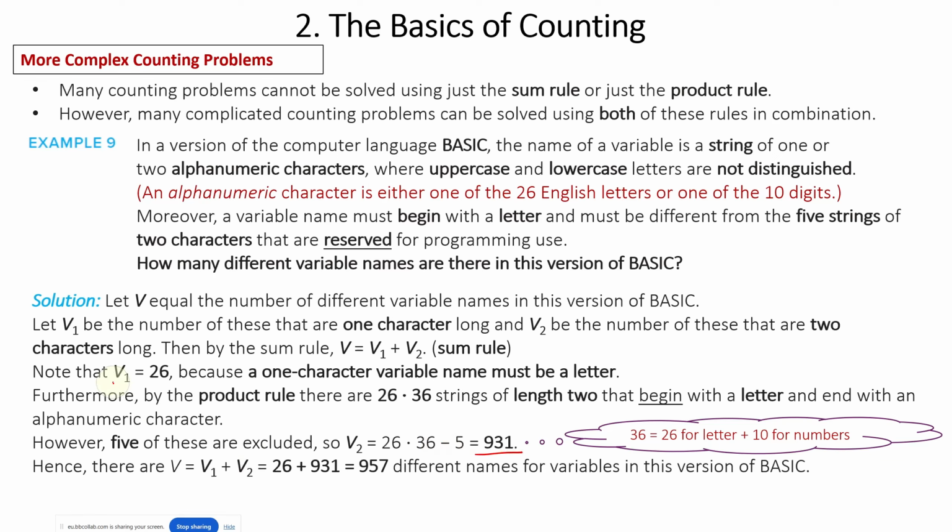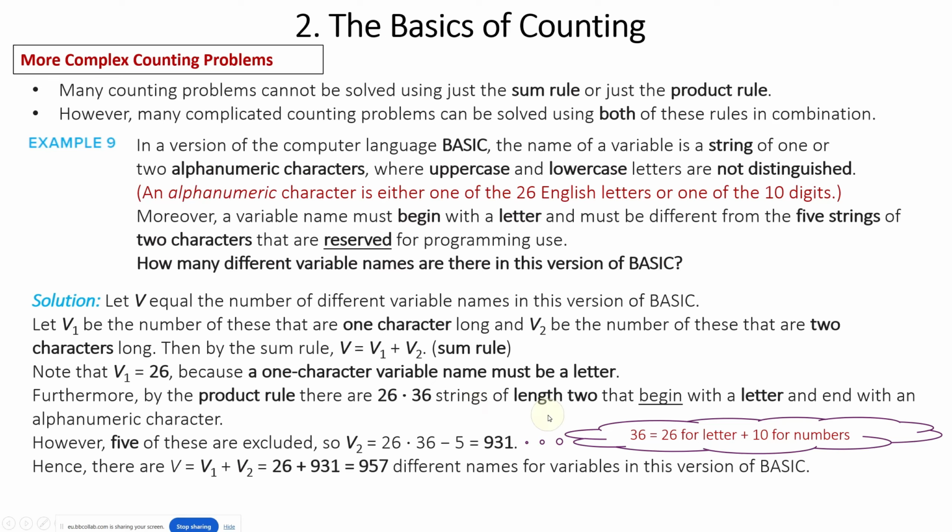v1 we said already is going to be 26. So the result of how many possibilities? It's going to be 26 plus 931, which gives us 957. These are the possible different variable names that I can use just by using one or two characters. So again, this is just counting how many possibilities I can have.